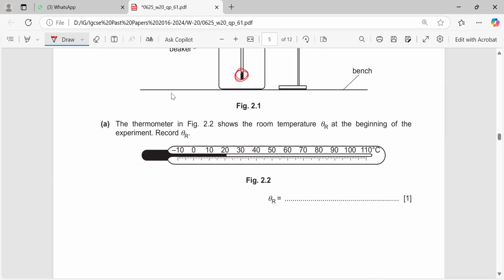Okay. Now the thermometer in figure 2.2 shows the room temperature theta R at the beginning of the experiment. Record theta R. See, it is in degrees Celsius. So first of all, write the unit degrees Celsius. So room temperature is 21.0 degrees Celsius.